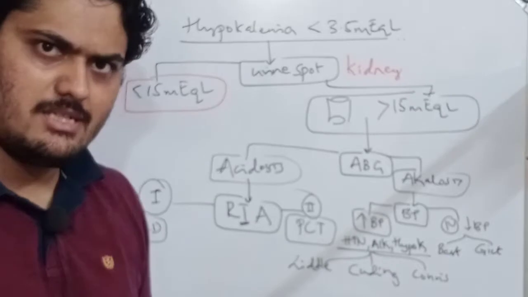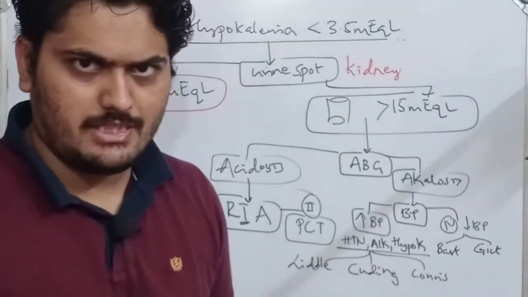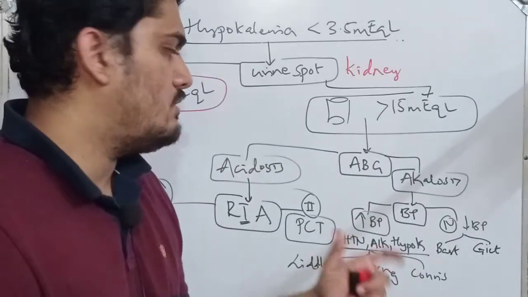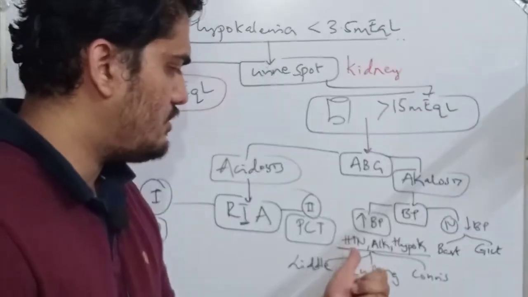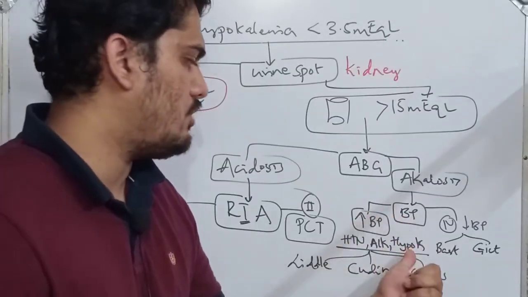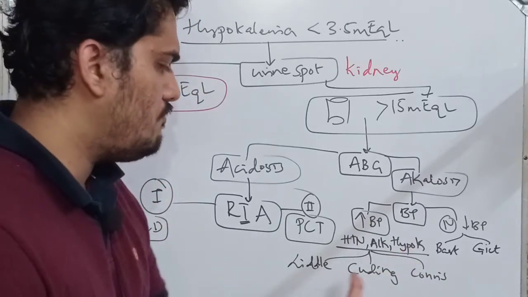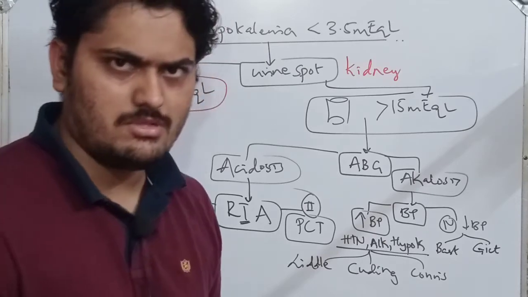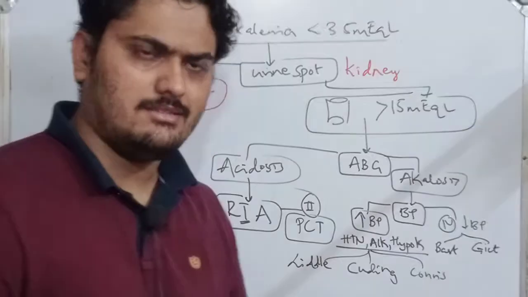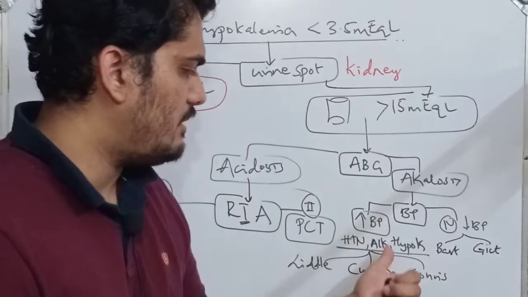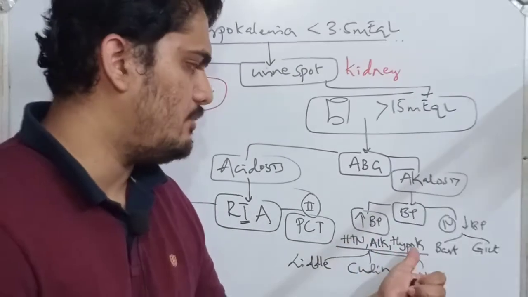So the next immediate step is checking the blood pressure. If the blood pressure is high, that is hypertension, then the clinical spectrum is hypertension, metabolic alkalosis, and hypokalemia. There are three important differential diagnoses. What are these? Liddle syndrome, Cushing's syndrome, and Conn's syndrome. So all these three diseases come with an important spectrum, that is hypertension, metabolic alkalosis, and hypokalemia.